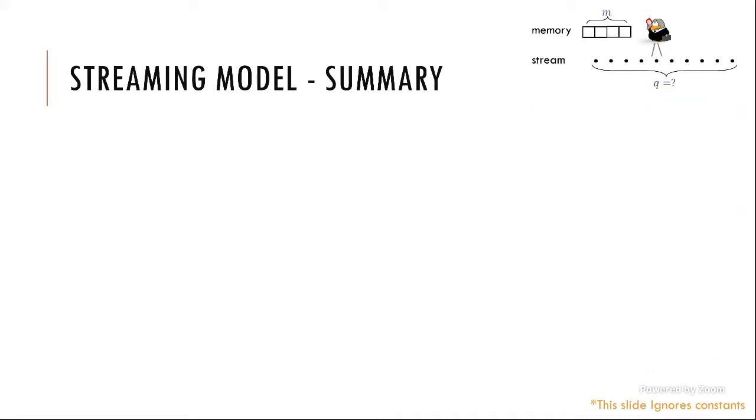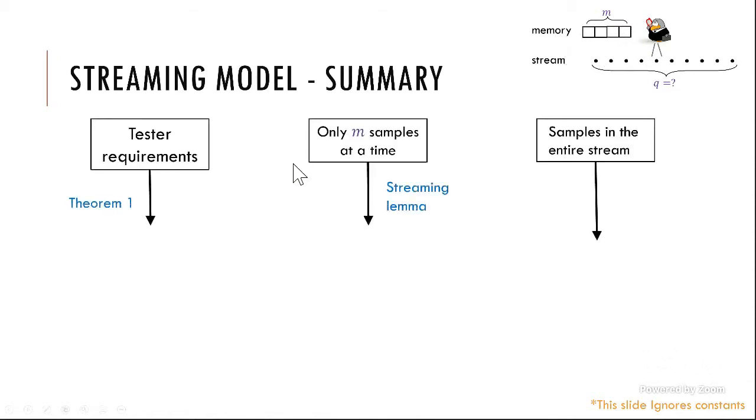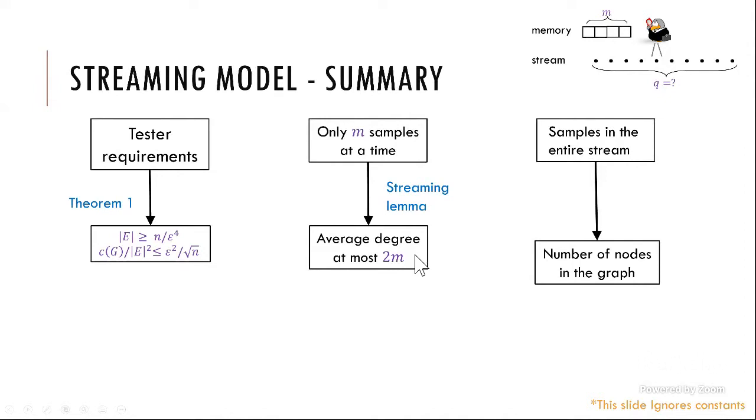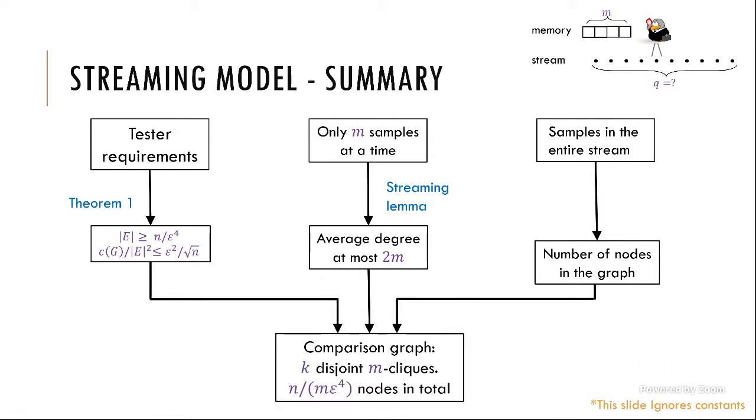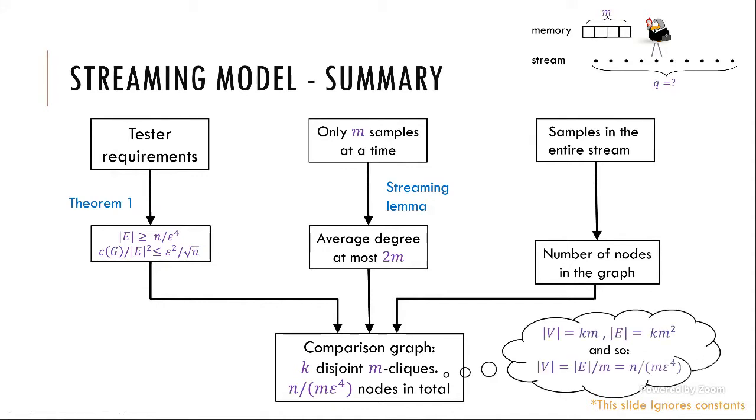Let me just say what the streaming model is. In the streaming model, the samples come as a stream, and we only process one sample at a time, but we can store up to m samples. And we have this cute lemma that says that this also gives some constraint on the graph. The average degree of the comparison graph cannot be too high. And it's quite surprising that the best comparison graph for this model is also the same graph as before, only with different parameters, of course, according to the model.